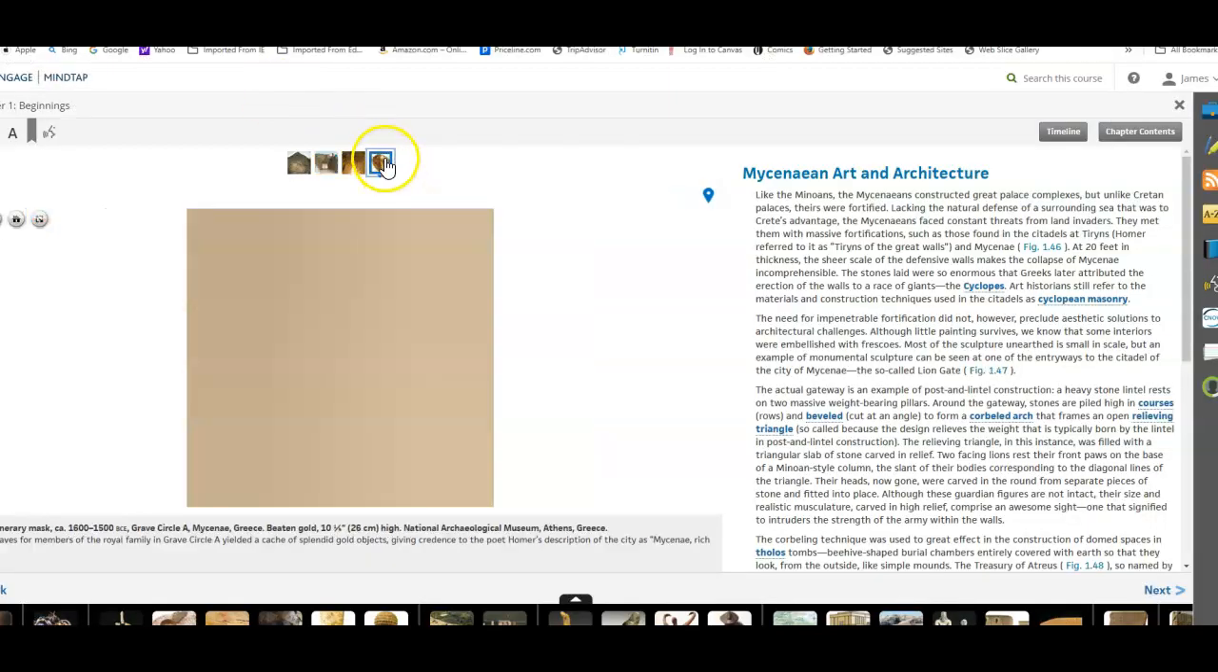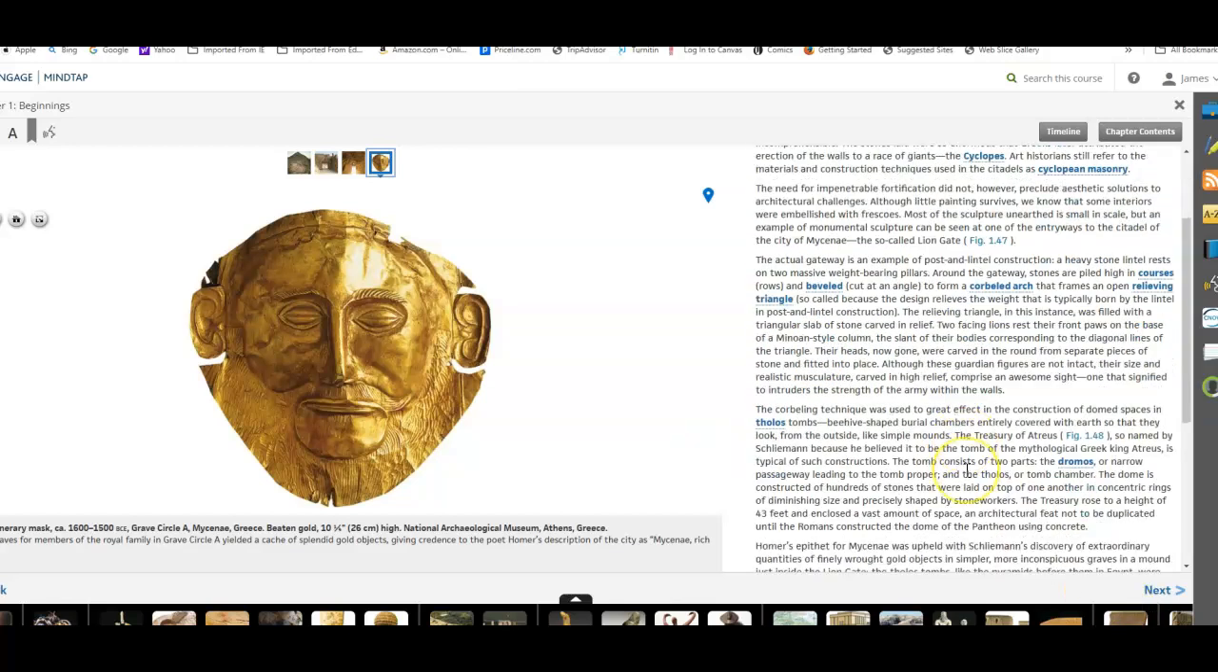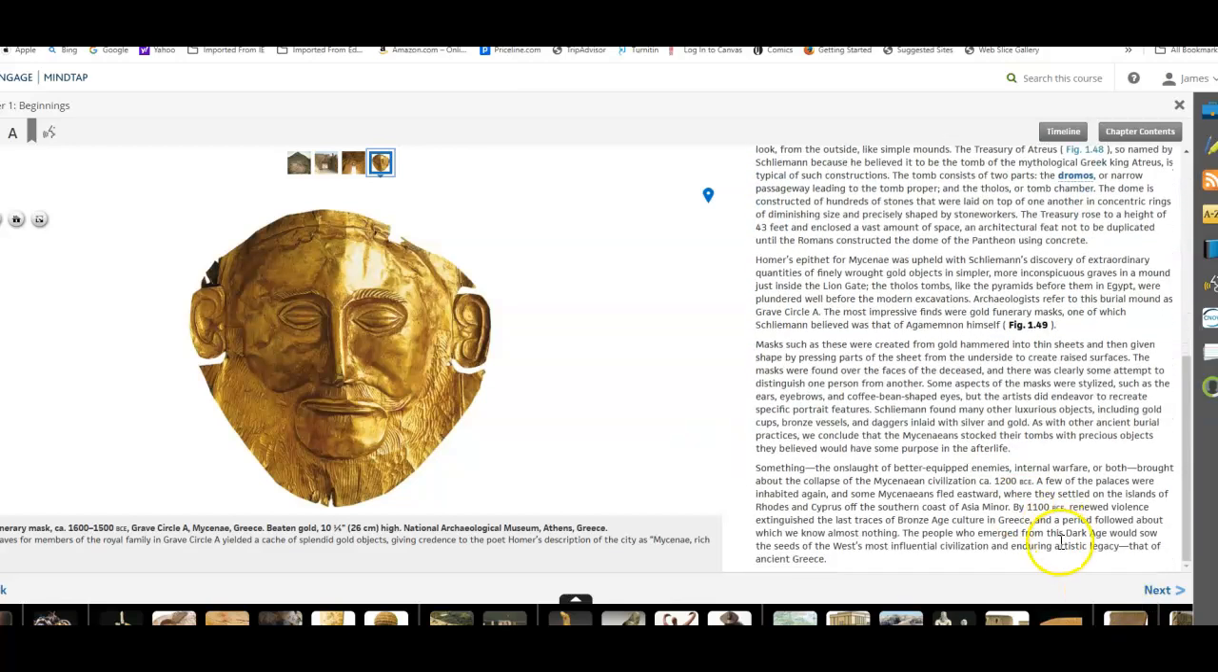This gives you an idea of some of what was found. This is called the Mask of Agamemnon. Probably was not Agamemnon, but that's what it's called. But this is a funerary mask. Again, it is gold. There are other gold objects that were found, tremendous aspects. As it says here, it matches Homer's description of Mycenae rich in gold. And so you have the details here that are offered. Really, really unique. And again, a number of different pieces were found.